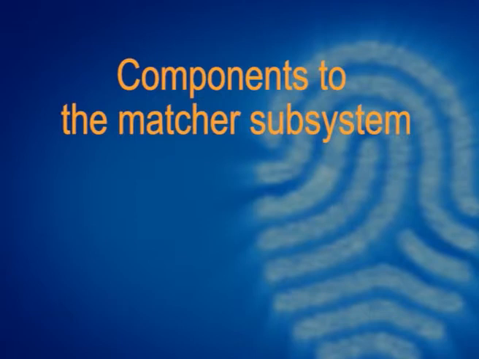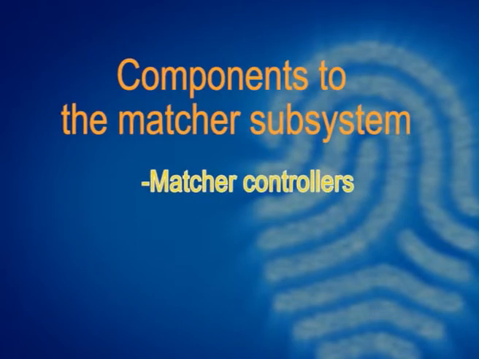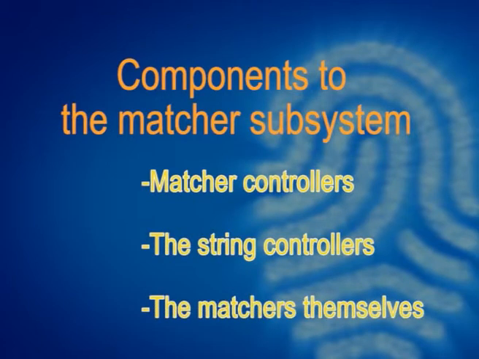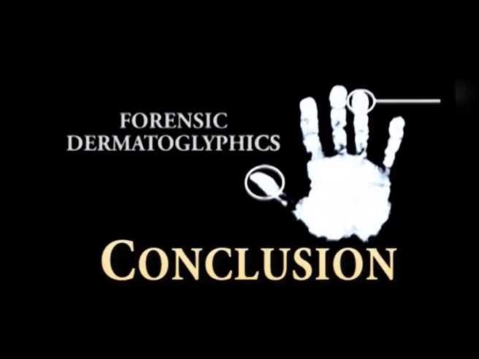There are three major components to the matcher subsystem: the matcher controllers, the string controllers, and the matchers themselves. Each has a specific function in the identification process. The matcher controller is the computer that controls the operation of that matcher subsystem. Transactions from the AFIS system and responses back to it are channeled through a matcher controller.